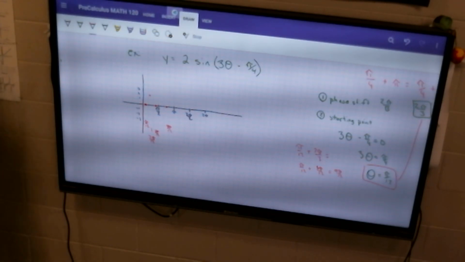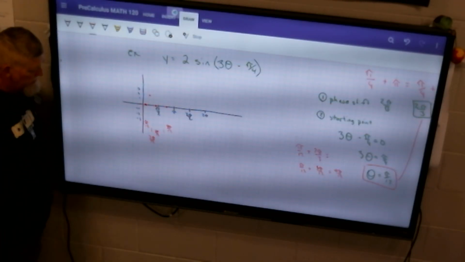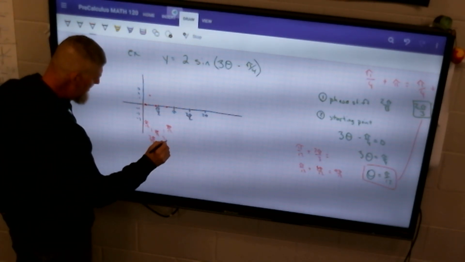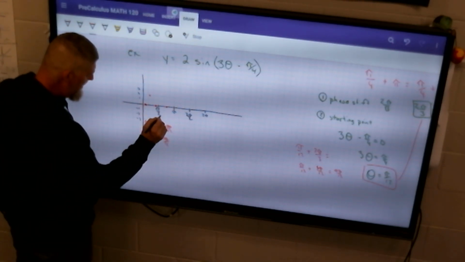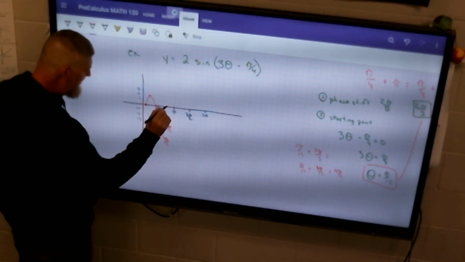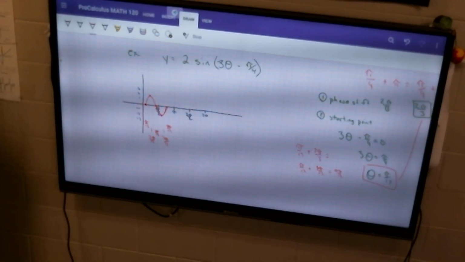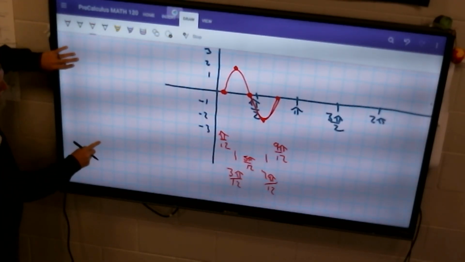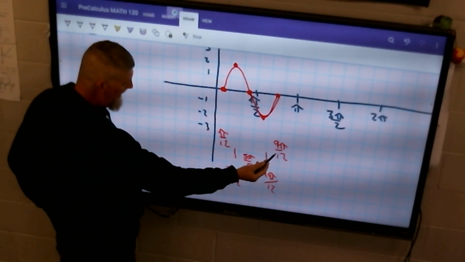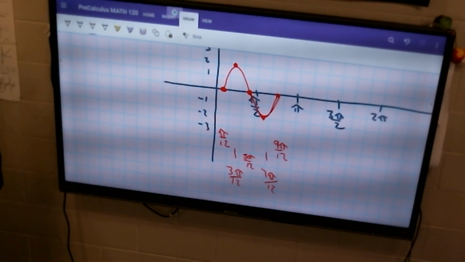What's going to be halfway between 5 pi over 12 and 9 pi over 12? 7. Halfway between 5 and 9. 7 pi over 12. And that's going to be at negative 2. And there's my phase shift. Yes. So we had pi over 12 and 9 pi over 12. Half is 5, half is 3, half is 7. So 1, 3, 5, 7, 9.